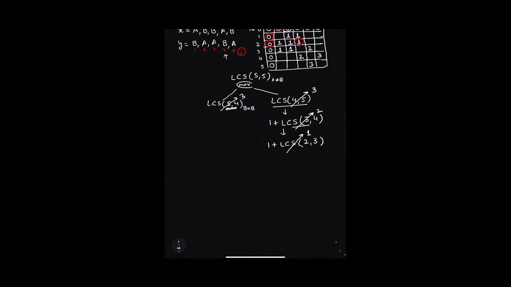Now I have to check a maximum of 3 and 3 for LCS 5, comma 5. So this will become as 3. So with this we can say that the maximum length of the subsequence will be 3. This is how you are going to solve this problem using recursion. You can fill other entries if you wish by solving them individually.